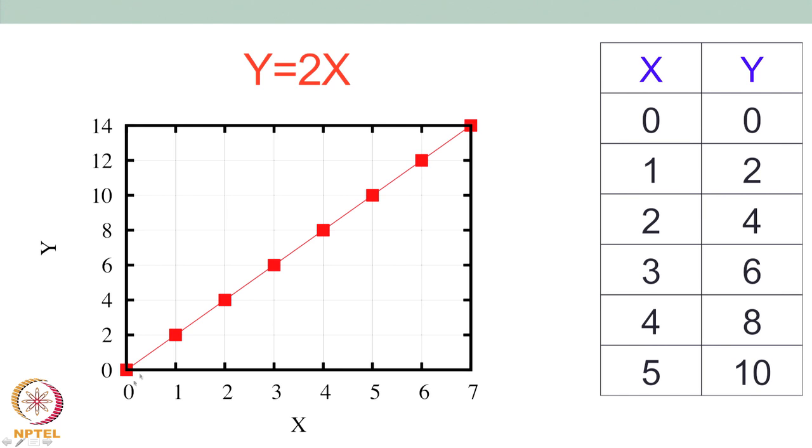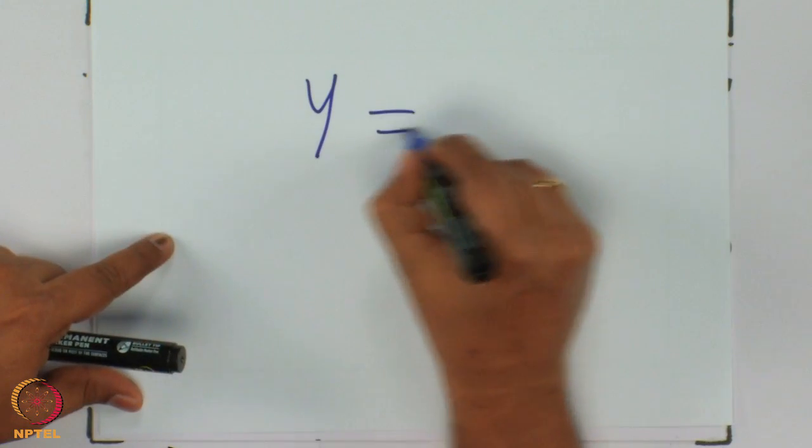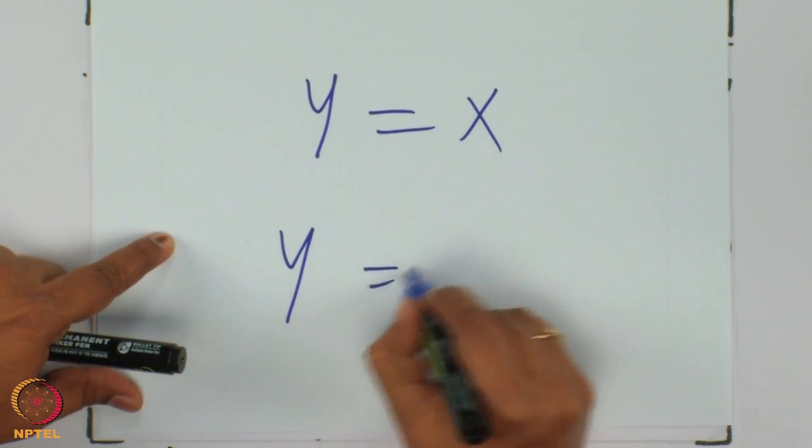This is also a straight line passing through the origin, right. So, both y equals x and y equals 2x are straight lines passing through the origin. Origin means 0, 0. It passes through x is equal to 0, y is equal to 0. This point is called the origin. So, both are straight lines, but what is the difference between y is equal to x and y is equal to 2x?